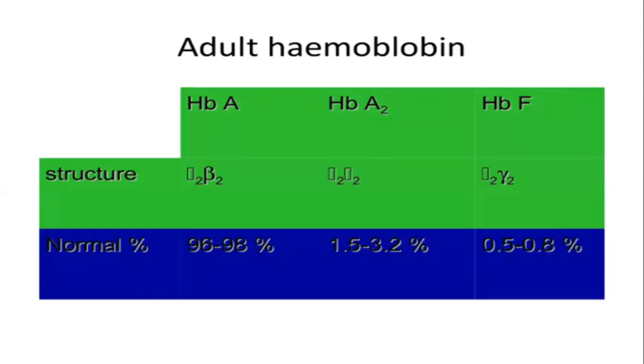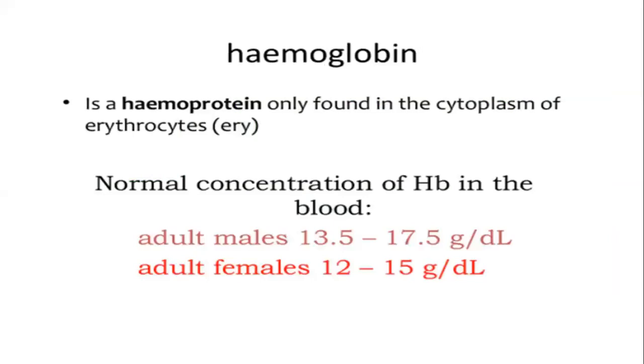Hemoglobin A2, which was 2 alpha, 2 delta, 2 gamma. And here you have 1.5 to 3.2%. And then you have hemoglobin F, where you have between 0.5 to 0.8%. So I'm hoping that as you go through this lecture, we will be learning more about the various types of hemoglobins. Medically speaking, as I did mention, hemoglobin is a hemoprotein.